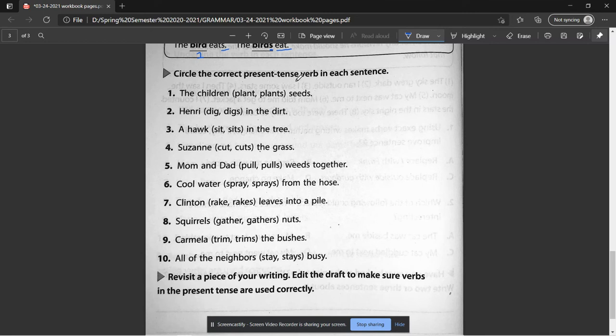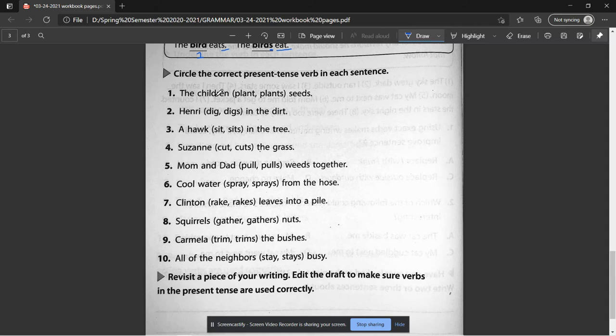Circle the correct present tense verb in each sentence. Remember, present tense verbs are going to be verbs that are happening right now. It's in the present, it's happening right now. That is why they're called present, right? El presente, present, right now.